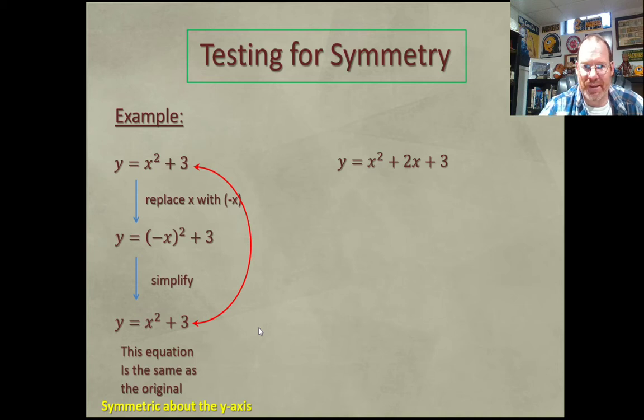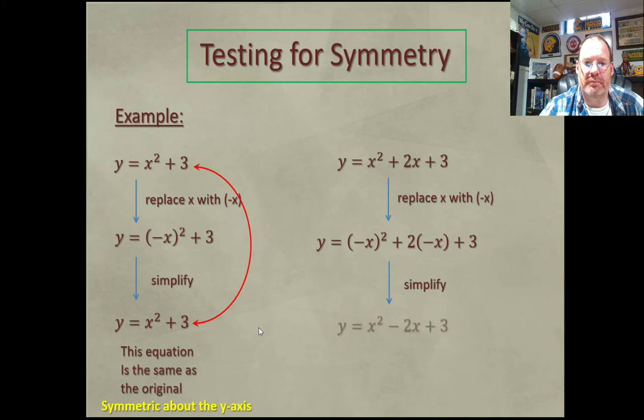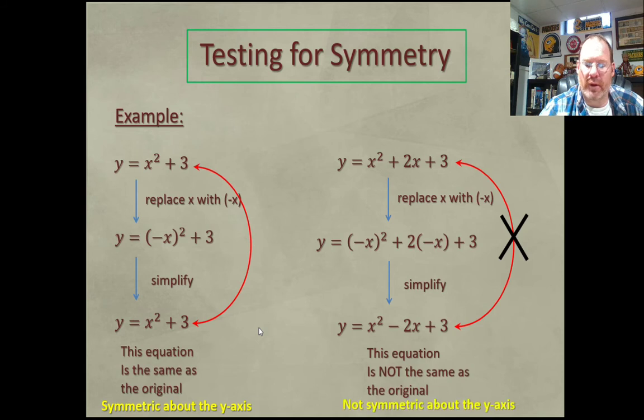When we try the next example, again, start the same way, replace all the x's with negative x. Simplify what you have. And if you take a look, we have an x squared, yes, but the 2x turned into a negative 2x, so they're not the same. Therefore, that second equation is not symmetric about the y-axis.